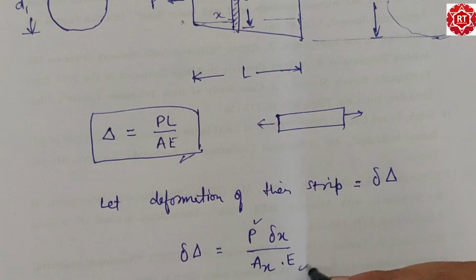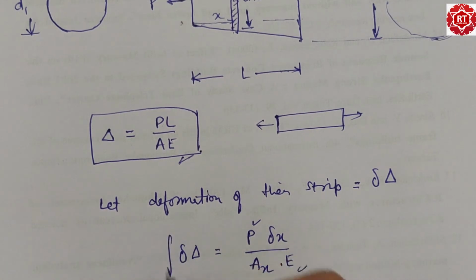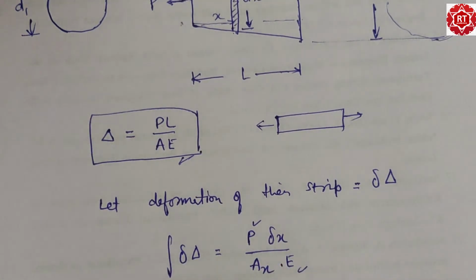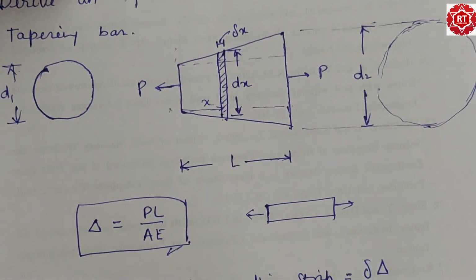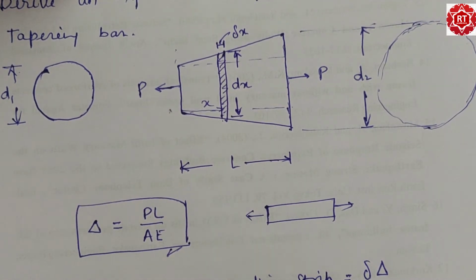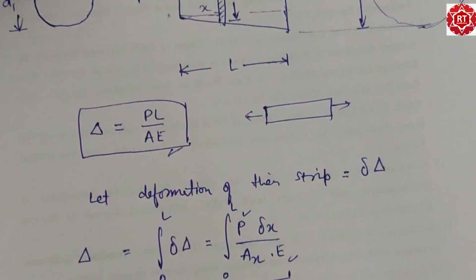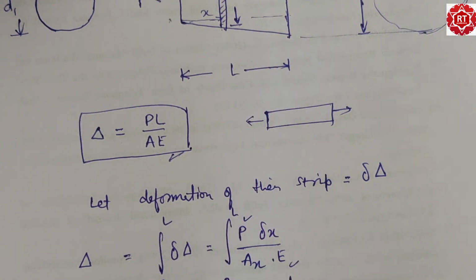P and E are constant, and this quantity is varying by itself. So I can integrate this standard relation to get the deformation of the whole bar. So I can write the delta of the whole assembly as the integral from 0 to L. This is the desired standard.